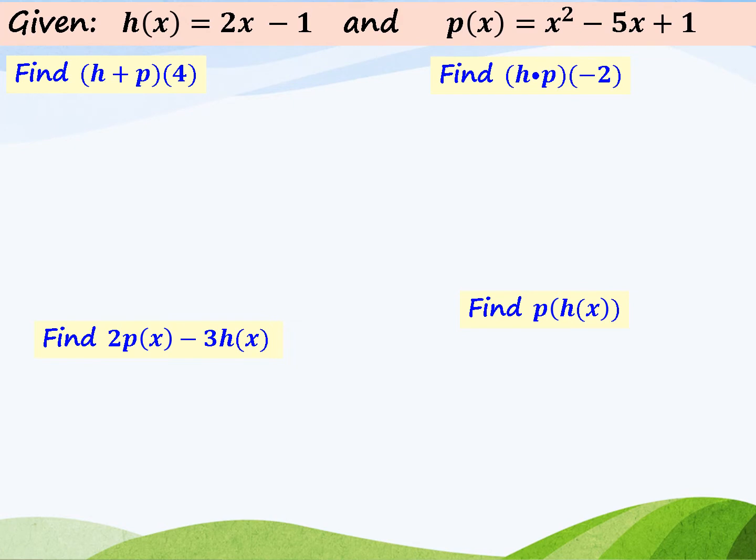Okay, let's move on to our next example. Given h of x is equal to 2x minus 1 and p of x is equal to x squared minus 5x plus 1, I want you to pause your video, try these 4 problems, and then when you're ready to check your work, hit play, and we'll talk about how I did them.